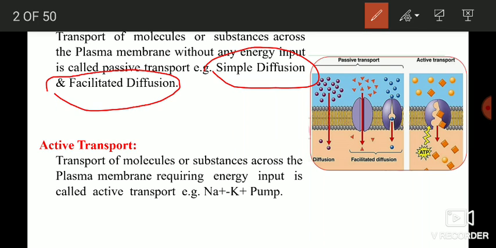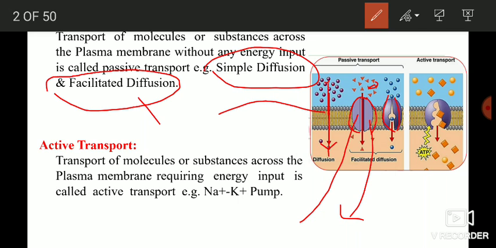Here, this is simple diffusion. The molecules or particles are getting transferred to the other side of the cell directly through the plasma membrane. This is known as simple diffusion. We will deal with simple diffusion in detail. Then facilitated diffusion is the movement of substances from higher concentration to lower concentration, but through special proteins which are known as channels and carriers. It is called facilitated diffusion because although the materials are moving from high concentration to low concentration, their movement is being facilitated by these proteins present in the plasma membrane.